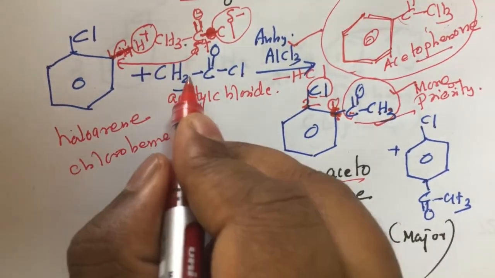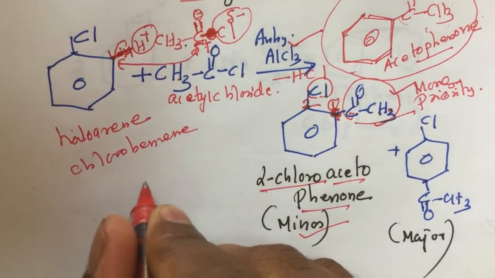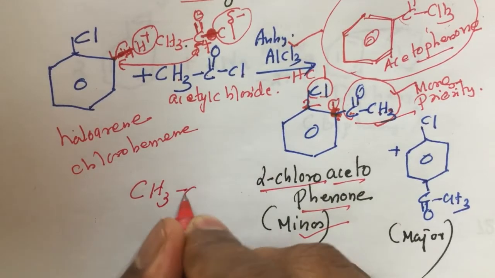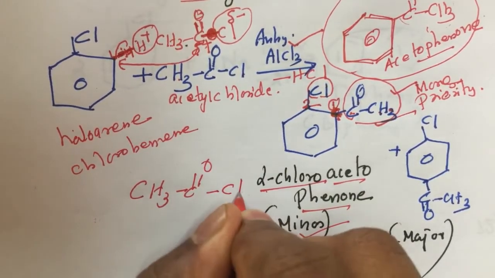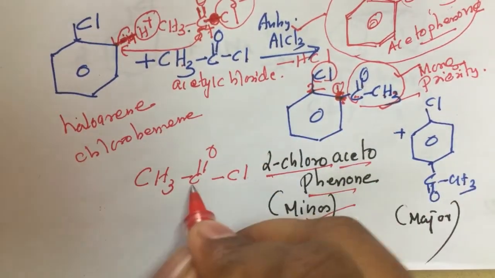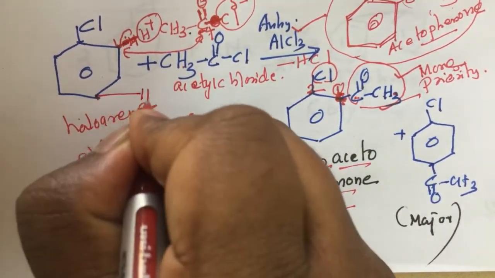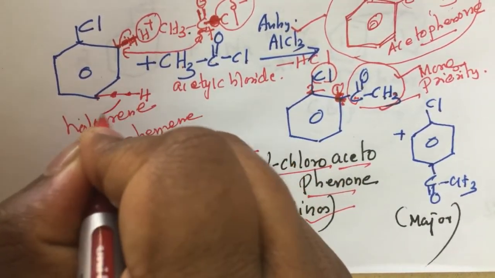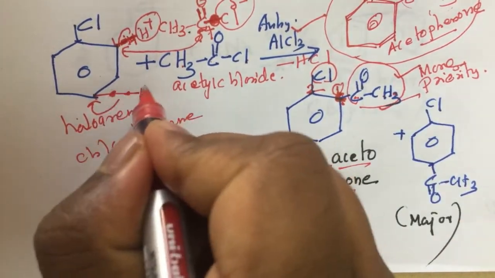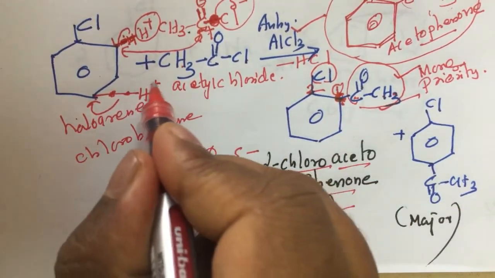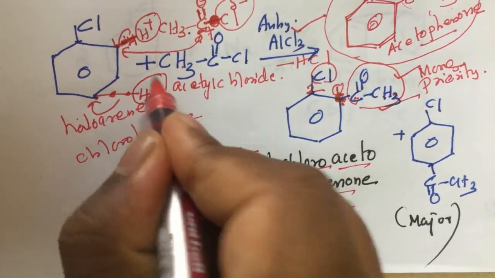Then just like this, the para position. CH3COCl, we can write one more molecule of acetyl chloride. Then carbon is delta positive, chlorine is delta negative. Here is one hydrogen. First these two electrons will shift to this carbon, and this hydrogen becomes H plus.